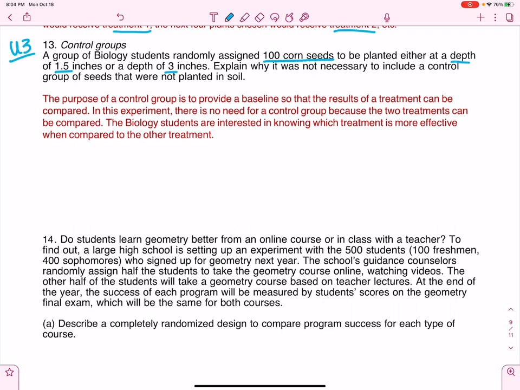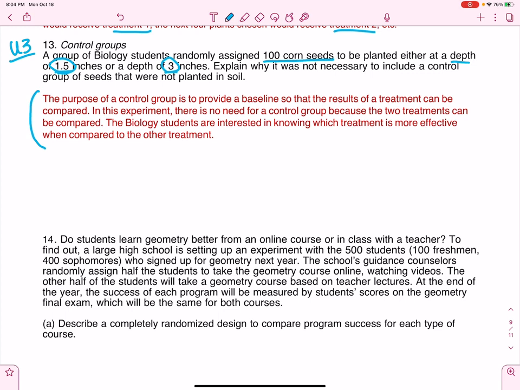Well, obviously, I've got the answer right here. So remember what the point of a control group is. The point of a control is to provide a baseline. Well, if we're only concerned with planting these at 1.5 or 3 inches, I already have my comparison. I'm going to compare the ones that are planted at 1.5 inches or 3 inches.